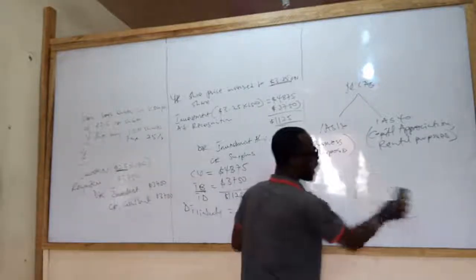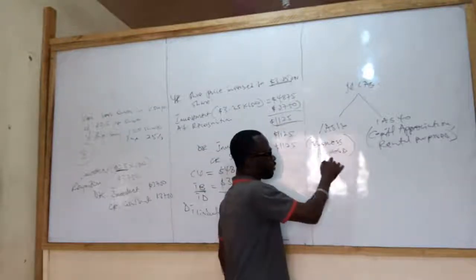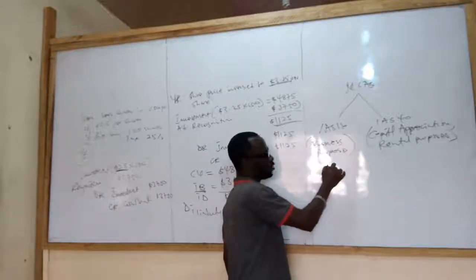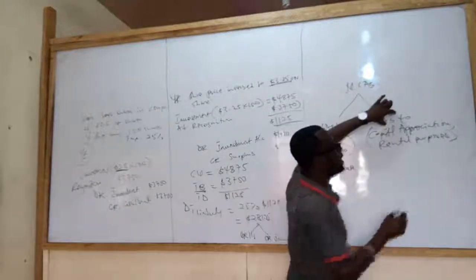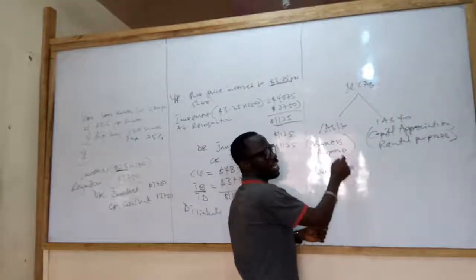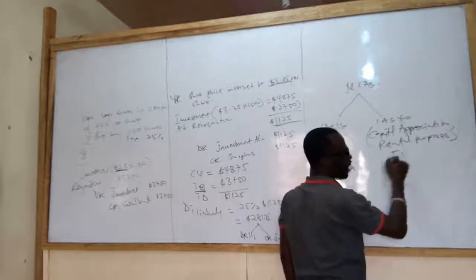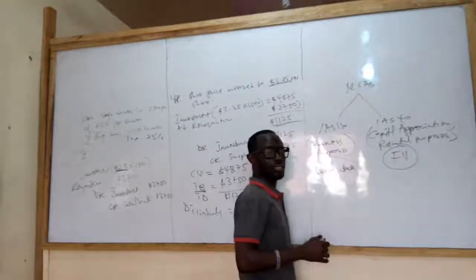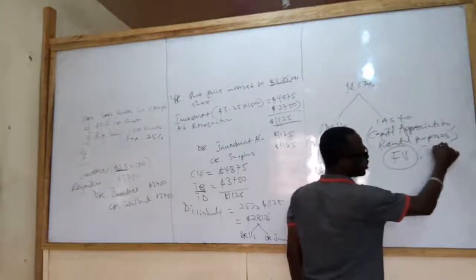Now, under IAS 16, because it's for business purposes, we need to what? Depreciate. But when we are carrying it for capital appreciation or rental purposes, we don't depreciate the assets. Rather, we must carry the asset at its what? Fair value all the time in the financial statement. This is where at the end of each year, we will test for what? Impairment.